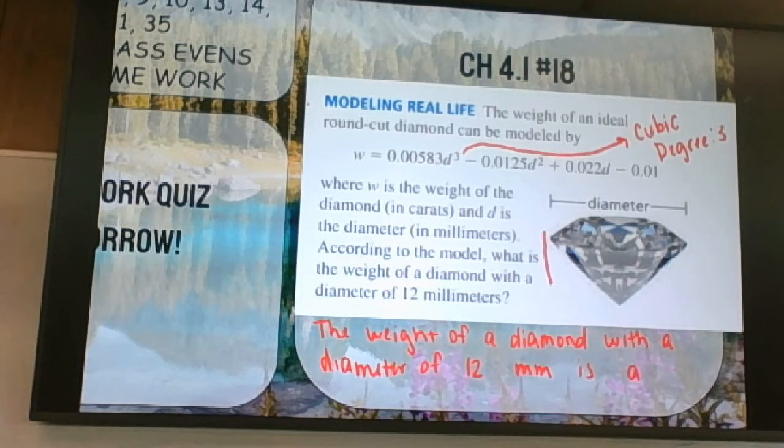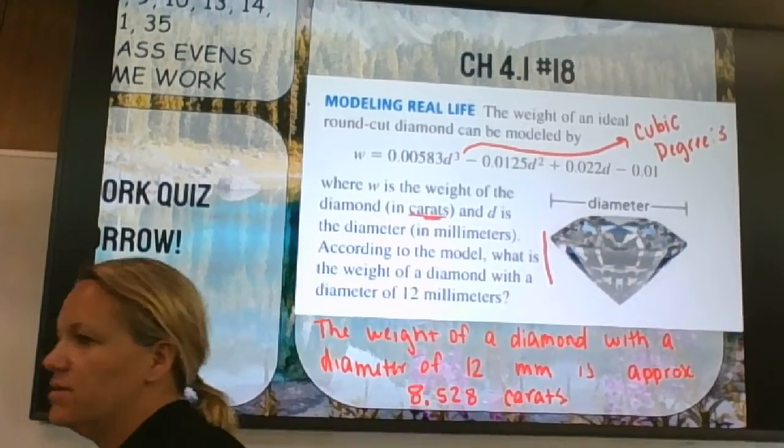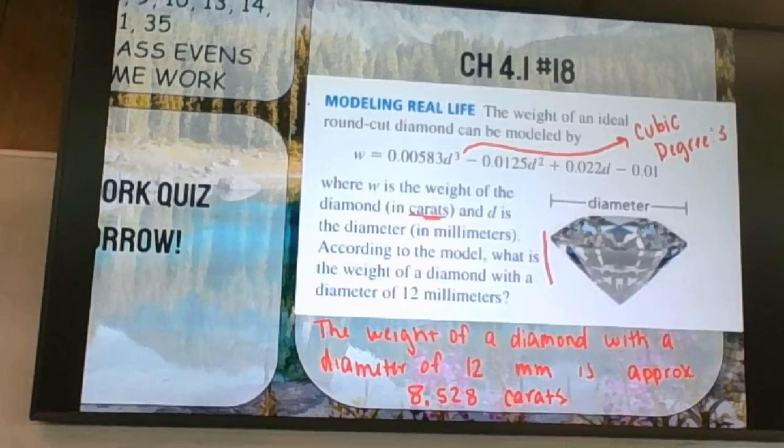The weight of a diamond with a diameter of 12 millimeters is approximately, what is it? It's 8.528. And then I'm going to use carats, just like how they have it written here. Carats. You guys have seen like 14K gold? We looked it up in class. The K is used for gold, but not diamonds. So I'm just going to spell out carats.